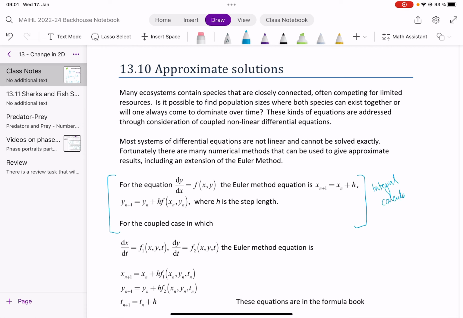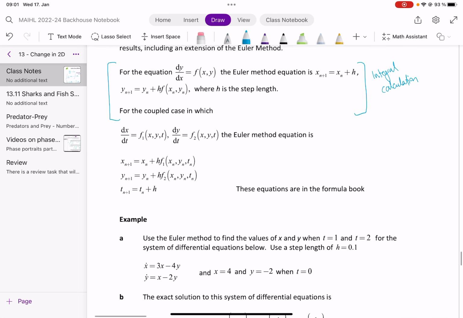So this here is from our integral calculus unit, and it was if we had a differential equation with y and x that we couldn't solve using separating the variables or an algebraic technique. So we looked at using this. Obviously, with our coupled systems, we're going to have two differential equations. That's what we've had so far. And the dx by dt could be in terms of x or y or both. The same with dy by dt.